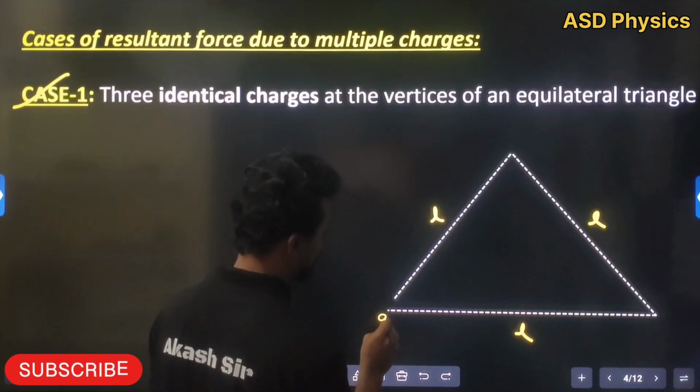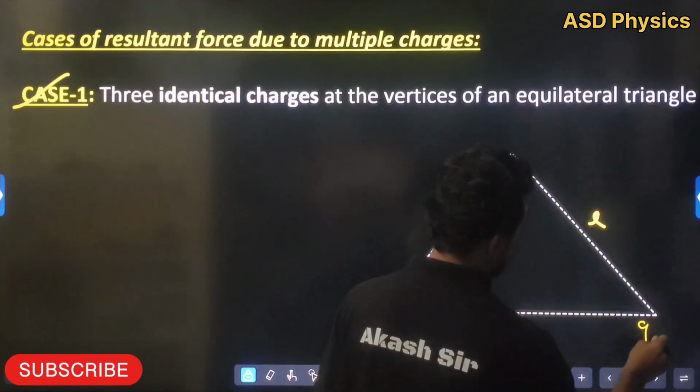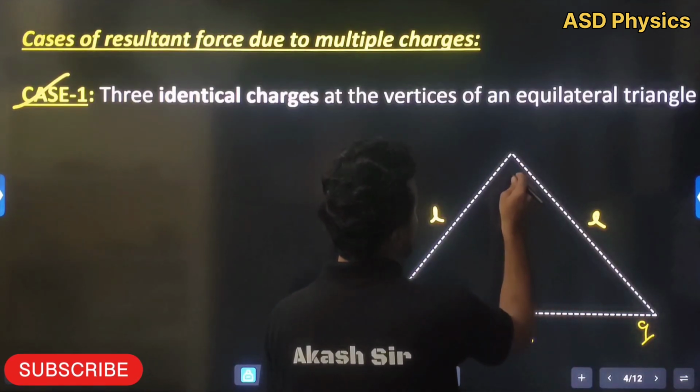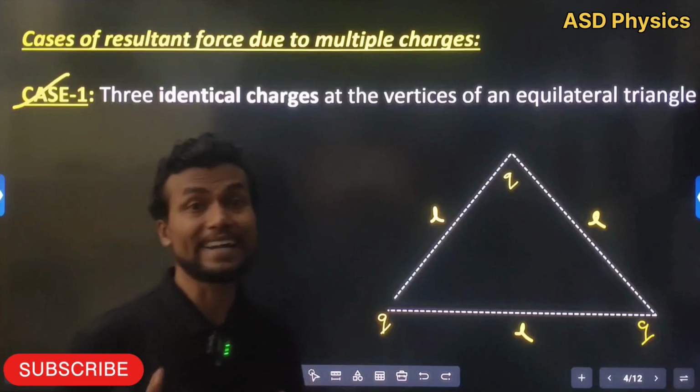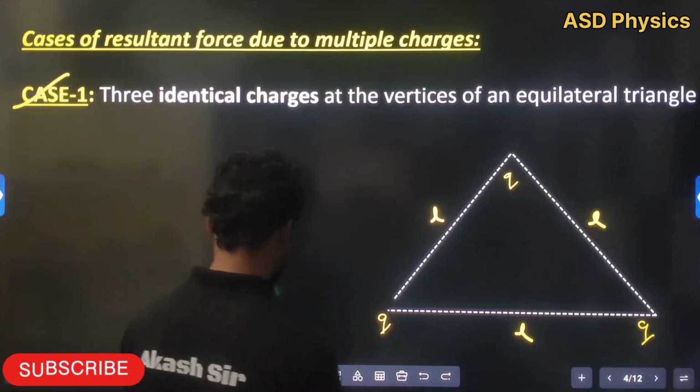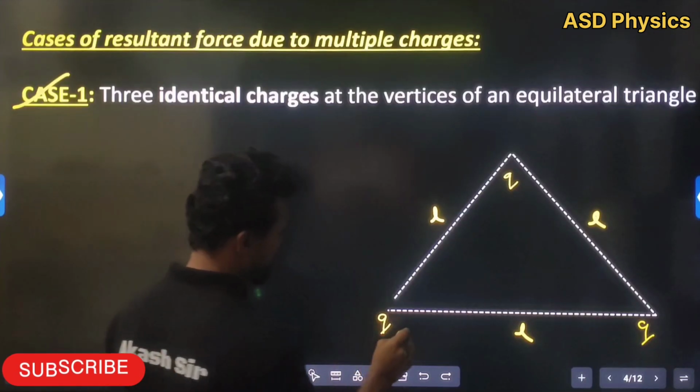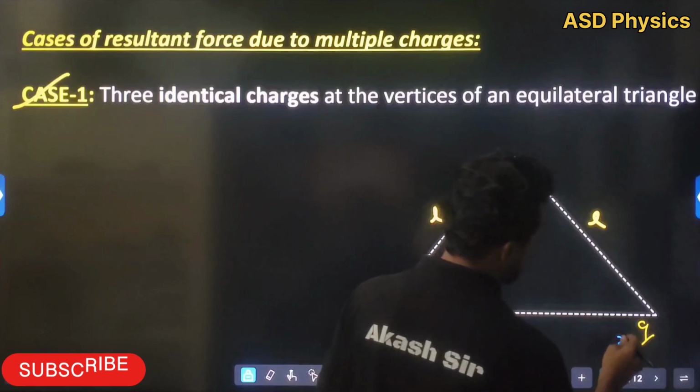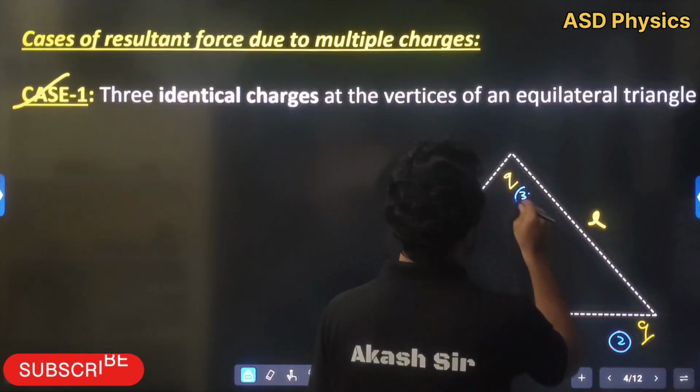After that, let's take charge Q here, charge Q here, and charge Q here also. Three identical charges. And let me give the names also. Let's take this is charge 1, this is charge 2, and this is charge 3.